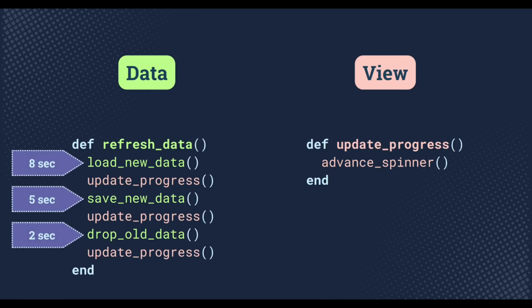If you're new to programming, or if you've never used threads before, then you may try to do something like this. In refresh data, we interleave the calls to loading, saving, and deleting data with calls to our UI update function. This would effectively advance our progress animation every time we made some progress refreshing application data. So are we done then?